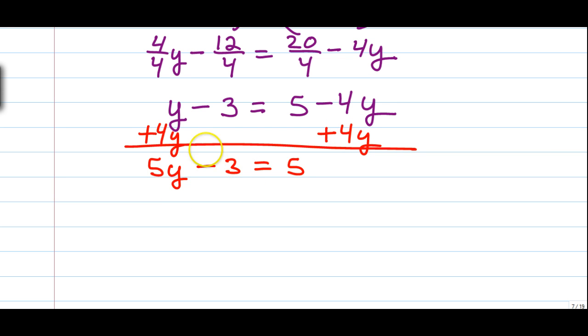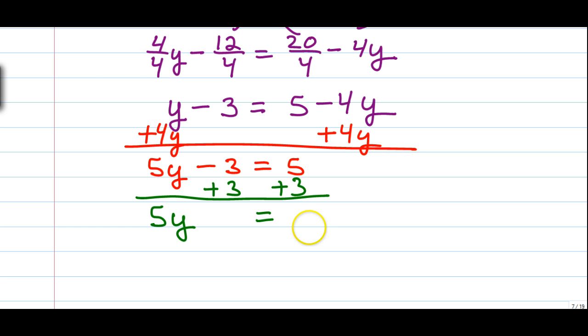Next, let's move that negative 3 to the other side. We can do that by adding a 3 to both sides, plus 3. This results in a 5y left on the left side. That 3 goes down to a 0. Looking at the other side, we end up with 8.